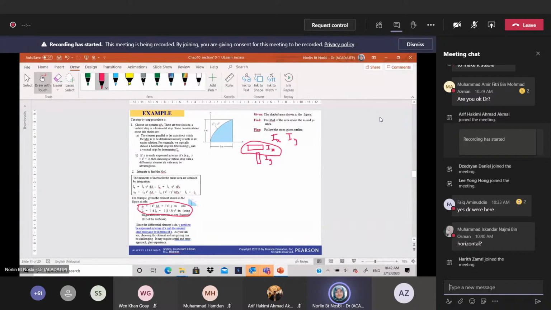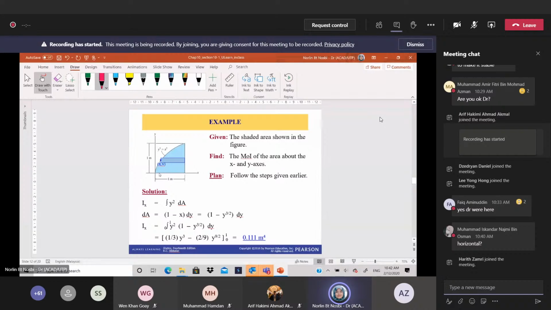Okay, for example, in detail, because you want to find the Ix, the strip is horizontal. So the formula for Ix is the integration of y squared dA. So you just fill in what the dA is. You need to find the dA. What is dA? dA is the area. How do you find the area of this horizontal strip here?